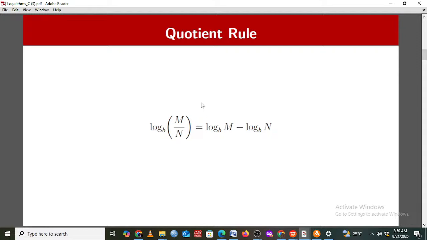Now we have the other one, which is the quotient rule of logarithm. That is when two logarithms of equal bases are subtracted. I mean that we subtract log n base b from log m base b. The result will be equal to log of m divided by n. That means subtraction changes to division to their common base, which is base b.